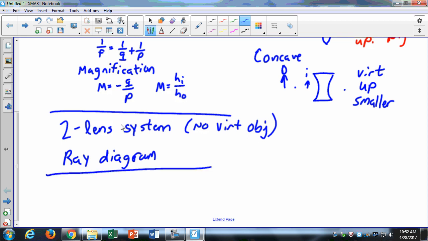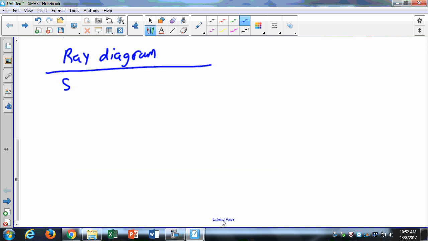Aberrations, spherical and chromatic aberrations. Know what they are, what causes them, and how to get rid of them. The spherical, this is due to different parts of the lens focusing light at different points. Like we did in lab, where you look at light going through the outer edge of the lens and then look at light going through the inner part of the lens, and they focus at different points.